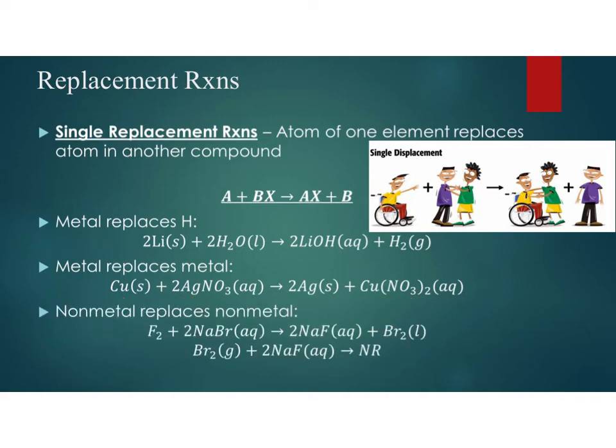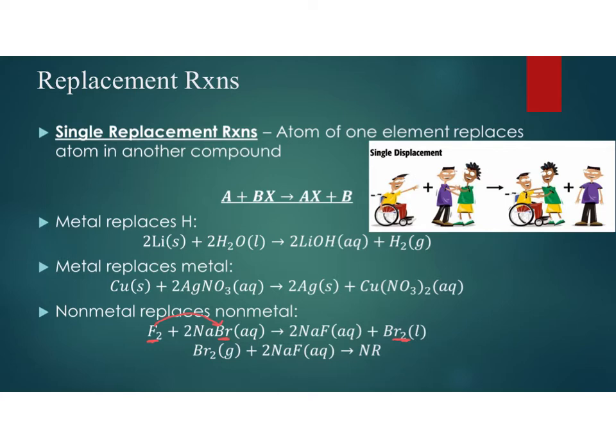Now for our final point of discussion here, we have a nonmetal replacing a nonmetal. And we actually have two different scenarios that we're going to look at. If we look at this top equation here, I have fluorine, all by itself, and it is going to replace another nonmetal, which in that case would be bromine. So fluorine's going to come in here and replace bromine. So I end up with bromine off by itself over here, and I have sodium fluoride.